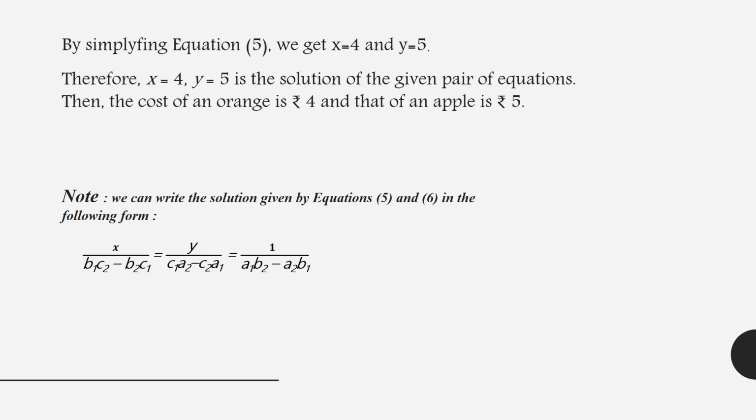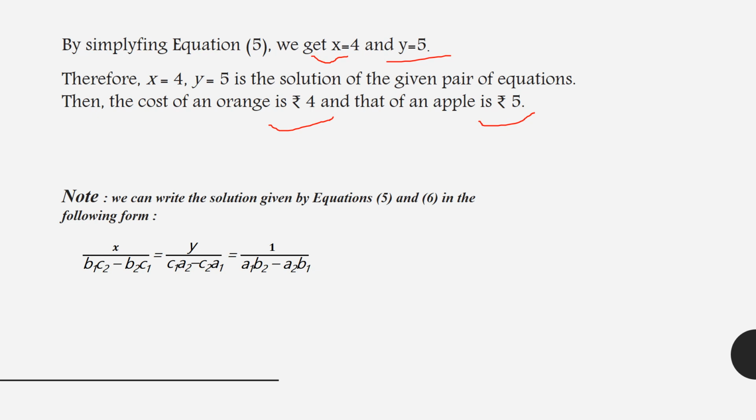Now by simplifying, from equation 5 we get x equal to 4, and from equation 6 we get y equal to 5. Therefore x equal to 4 and y equal to 5 is the solution of the given pair of equations. And that is the cost: since we assumed the orange cost was x, it is rupees 4, and the apple cost was y, so it becomes rupees 5. So this is our solution for the given situation.